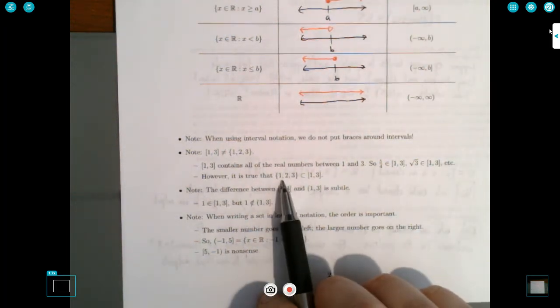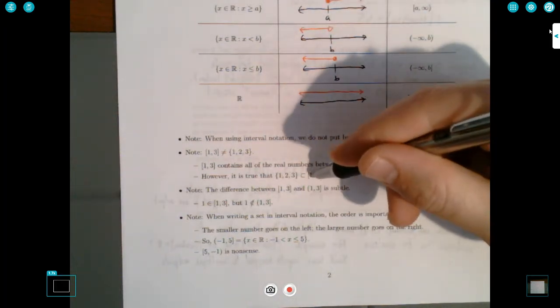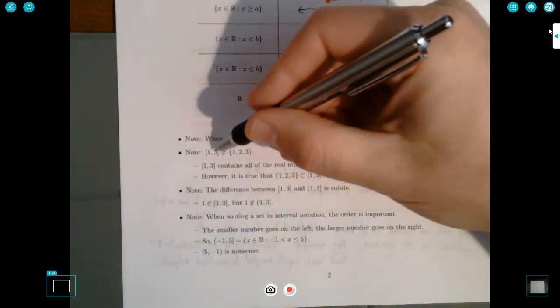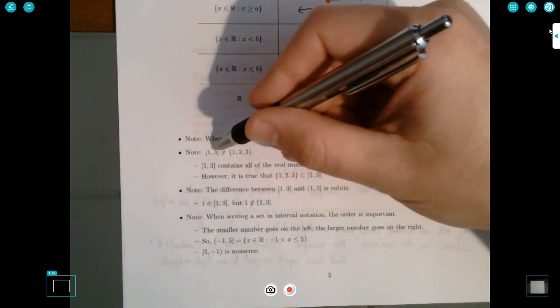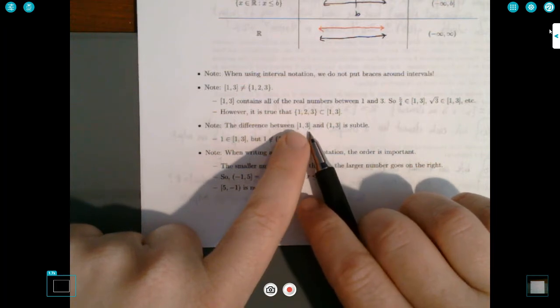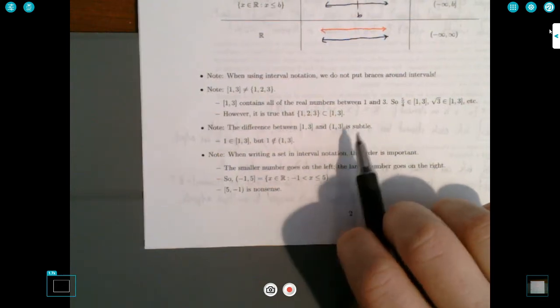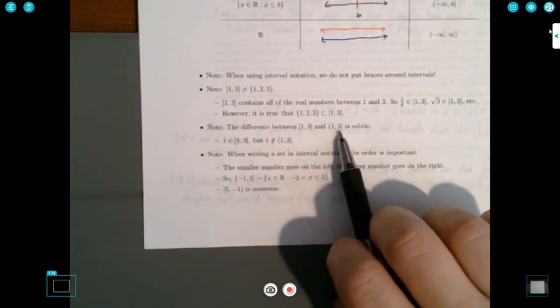Of course it is true that the set {1, 2, 3} is a subset of the interval from 1 to 3, but there are lots of numbers in this set that are not in this set. So they're not the same set. In fact, there are infinitely many numbers in this set, which is why we can't really write all of them down. So we write it this way, but there are infinitely many numbers between 1 and 3. Another thing: the difference between the set [1, 3] with brackets on both ends and [1, 3) with a bracket on one end but the parenthesis on the other is subtle. The only difference between these two sets is that in this set, 1 is included, so 1 is in this set. In this set, 1 is not included, so 1 is not in this set. Otherwise, they're the same set.